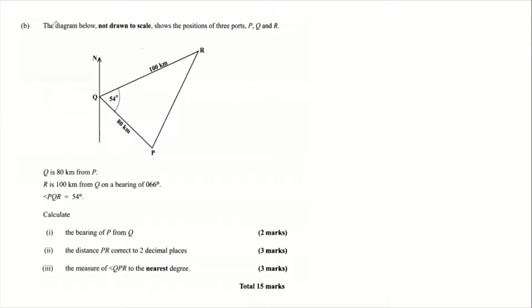Now to part B of the question, it says the diagram below, not drawn to scale, shows the position of 3 ports, P, Q, and R. As you can see the diagram here, here is point P, Q, and R. And it says Q is 80 kilometers from P. So see the distance from P to Q, that's 80 kilometers. And R is 100 kilometers from Q on a bearing of 66 degrees, right? So that's 100 kilometers.